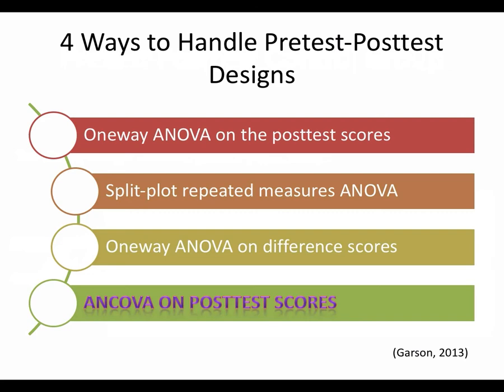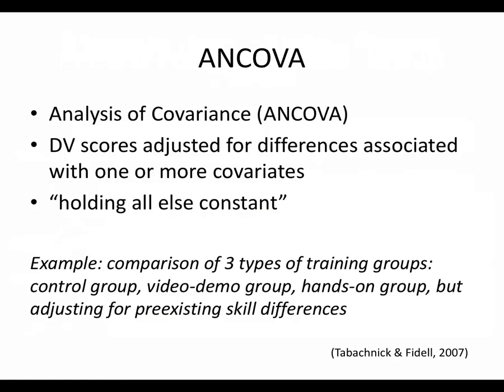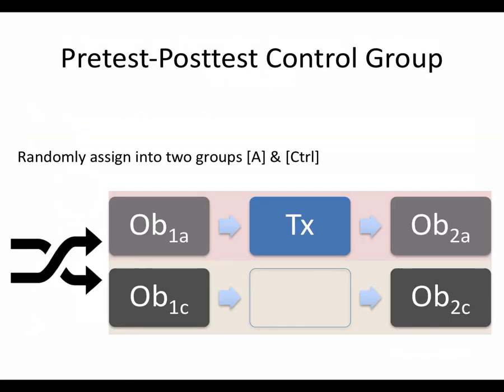And then the last one that I'm going to talk about today is ANCOVA. So what we can do is run an ANCOVA, compare these two groups, but controlling for the effects of their pre-scores. Okay, so I'll talk about what this is, what controlling for a covariate means.